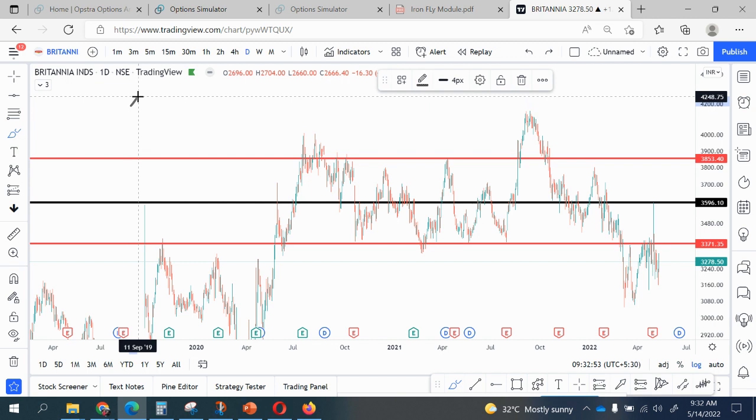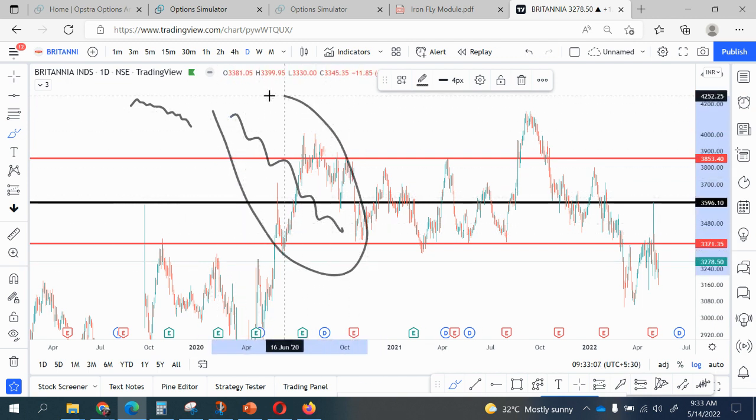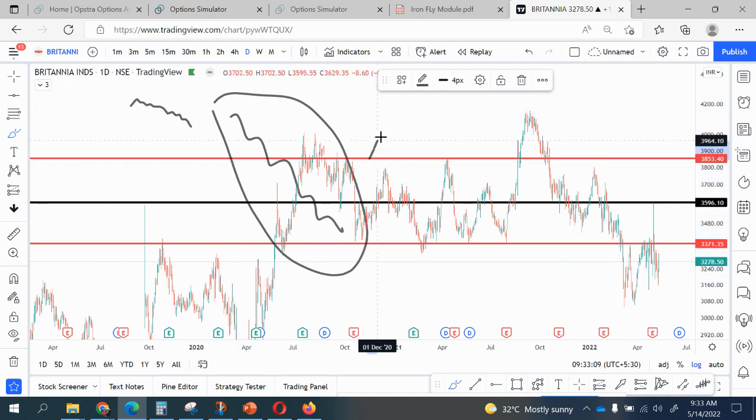Maybe if the market falls slowly, in a zigzag movement like this, at least you can sustain, because the VIX will not rise. But if the market falls sharply like this, it will give you 1000% loss, because a falling market will increase the VIX.